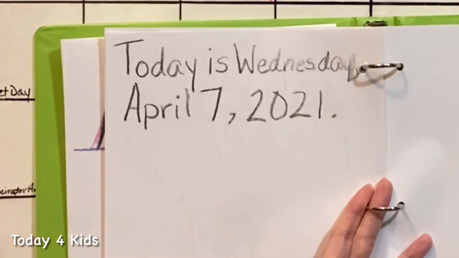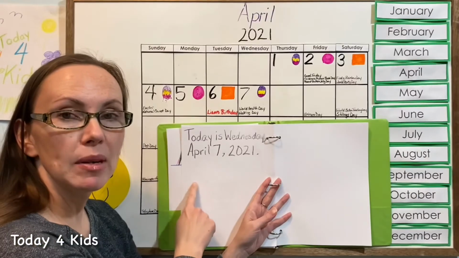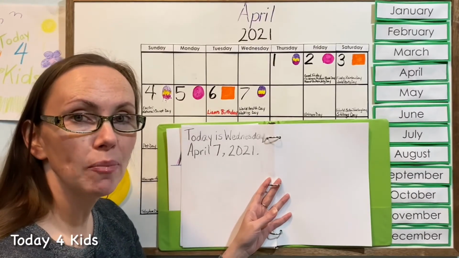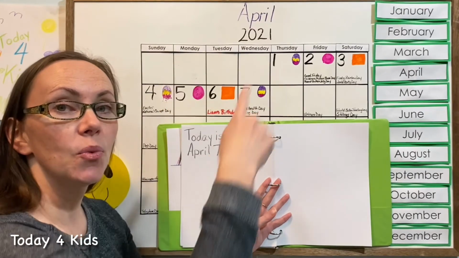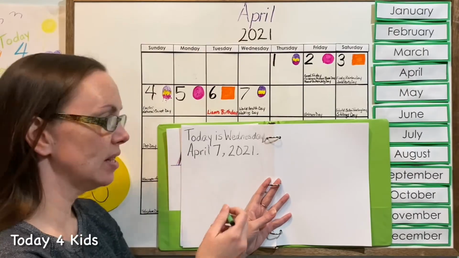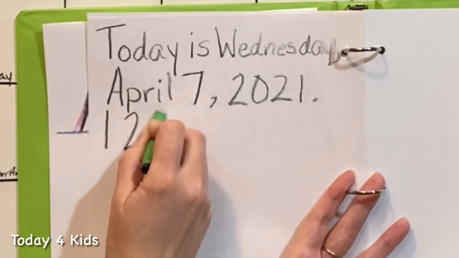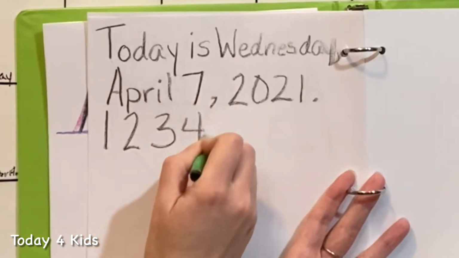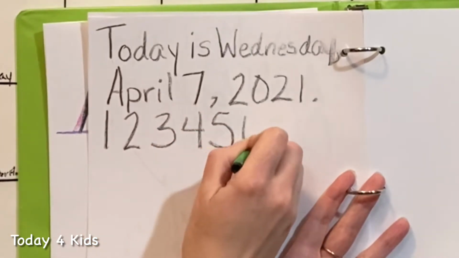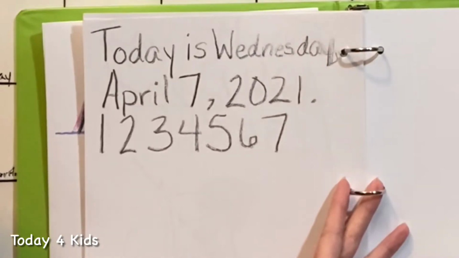Let's practice our numbers all the way up to the number 7. I'm going to print them in my book, and you can print them on your paper or in the air with your finger. Are you ready? Don't forget to say them out loud as we print them. 1, 2, 3, 4, 5, 6, 7. Good job. Thank you for doing those with me.